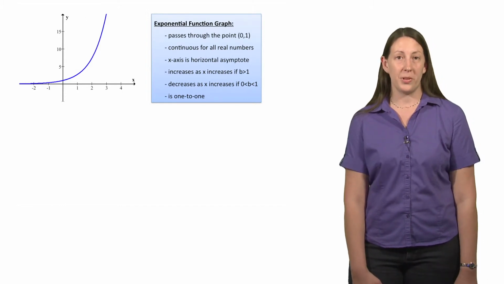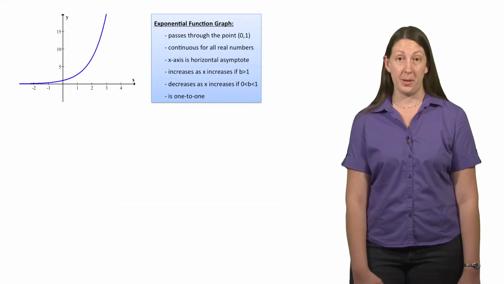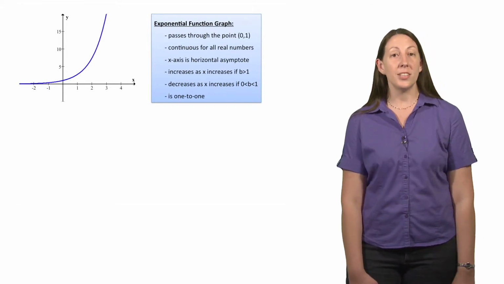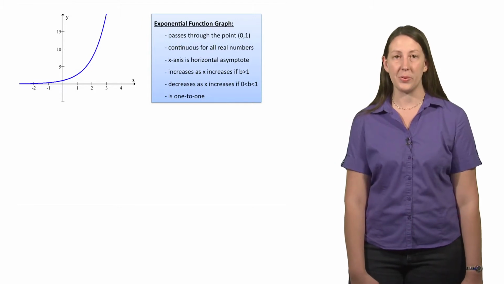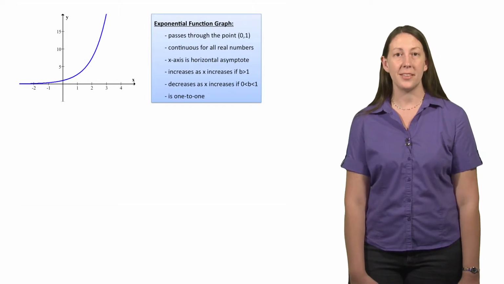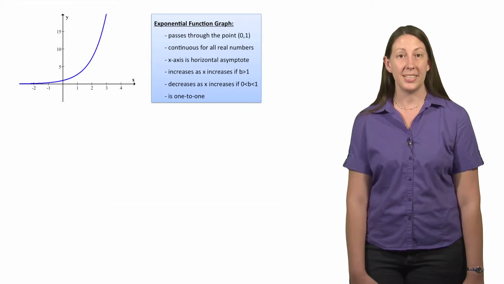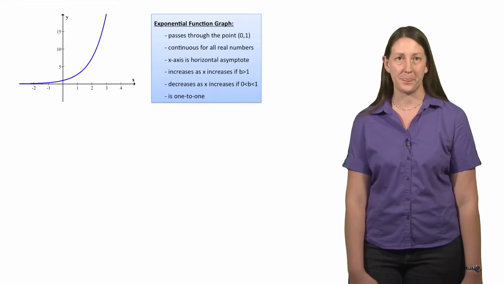Another property you'll notice from the graph is this function is continuous. There's no gaps, breaks, or jumps in our curve. This also has a horizontal asymptote at the x-axis, or y equals 0. Notice as I go to smaller values of x, the function gets closer and closer to the x-axis, but it actually never reaches it. That's why it's an asymptote.